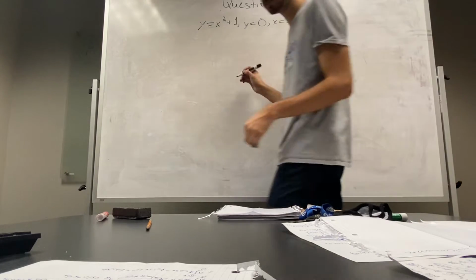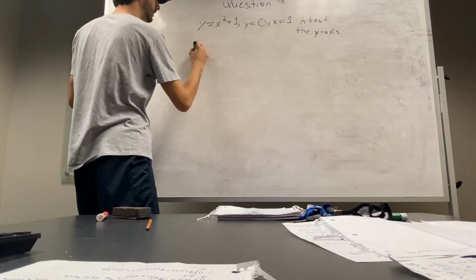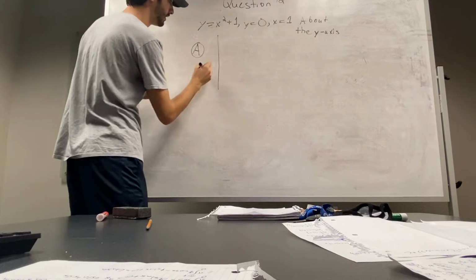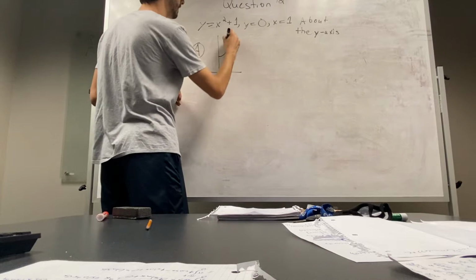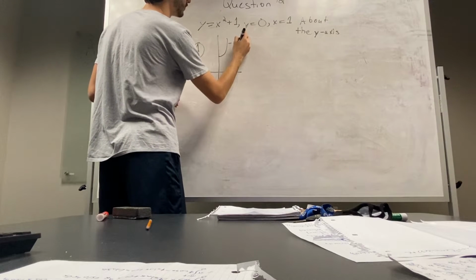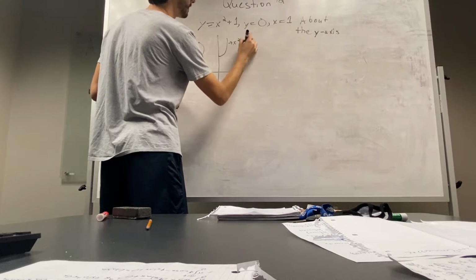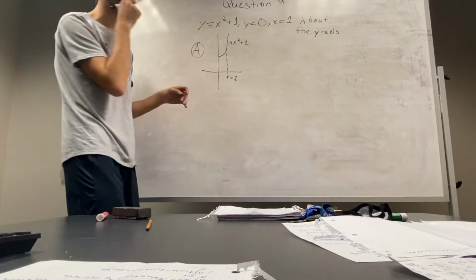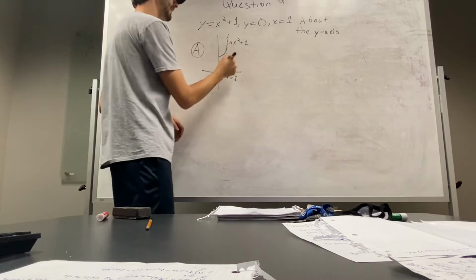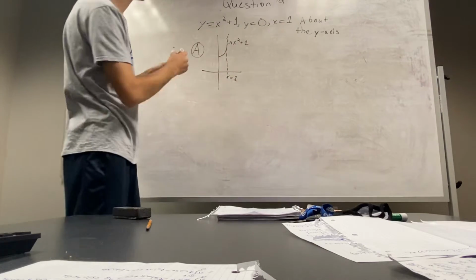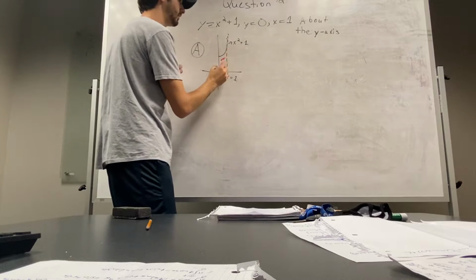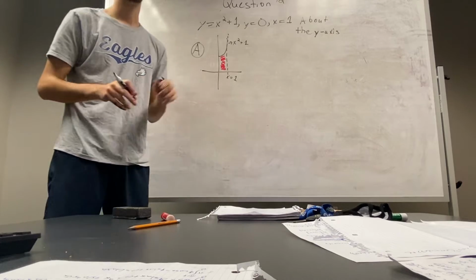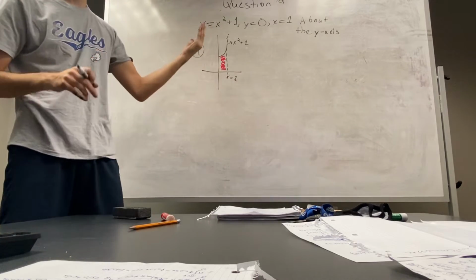So we're going to have a part A, which is going to be sketching it out. We're going to have the following. This is going to be our x squared plus 1. This is going to be x equals 1, which is going to be our cutoff. And now we have an area right here that we can call our solid. The problem is that we have to rotate it about the y-axis.